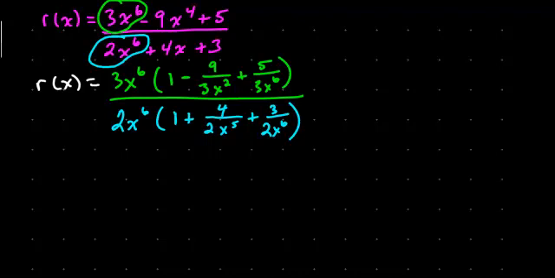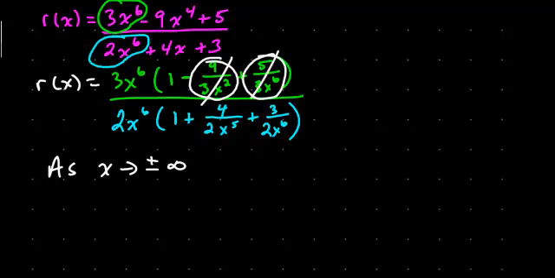Okay? And so we're going to come down here and see that our function r of x, well, we can go ahead and look at the limits. Again, as x approaches plus or minus infinity, we see that this term here, as x gets really, really big, that's going to 0. As x gets really, really big, each of these other terms is going to 0 as well.